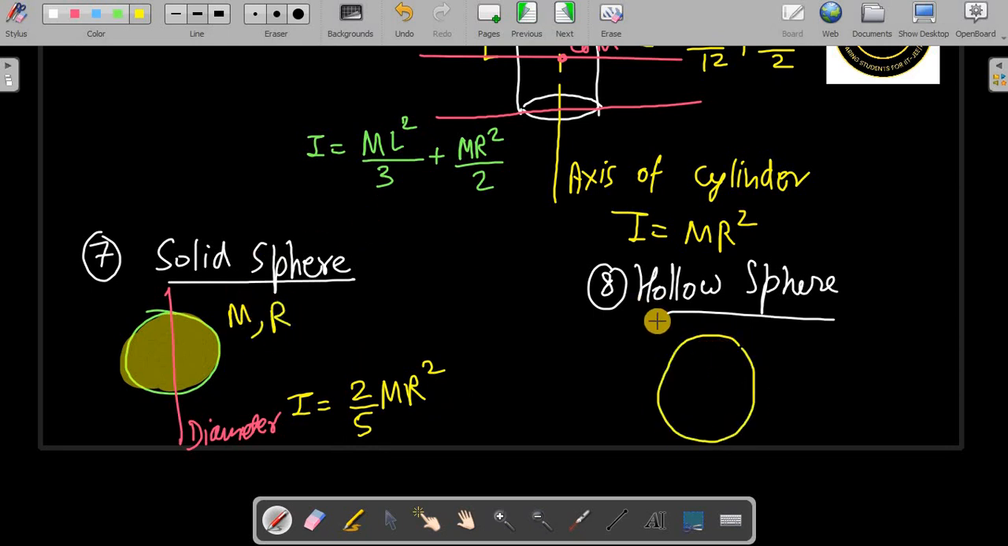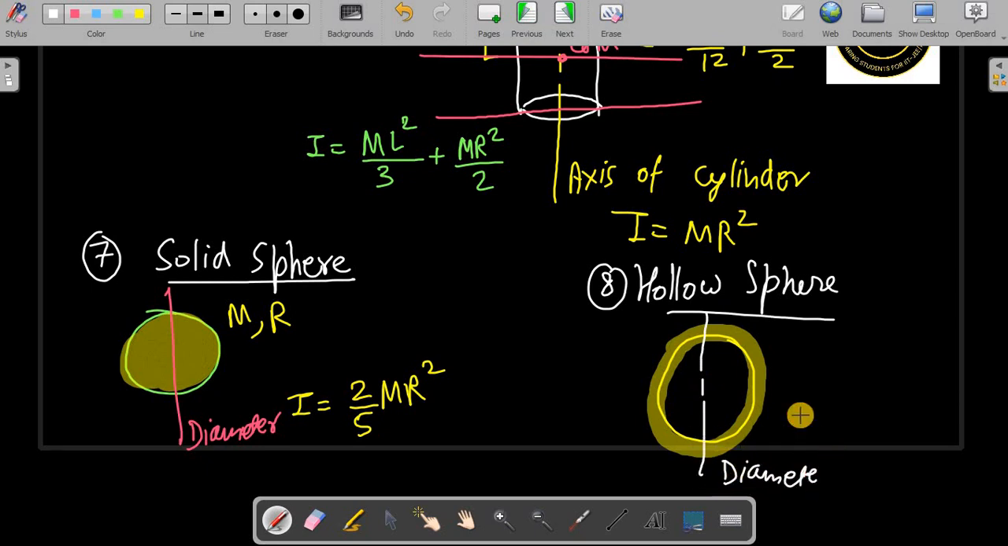Okay, and the hollow sphere. Hollow means masses are only on the surface. It's like a 2D body. The mass is distributed over the surface. Here also, if you want to calculate the moment of inertia about a diameter, or you can say passing through the center of mass, it will be 2 by 3 m r square.